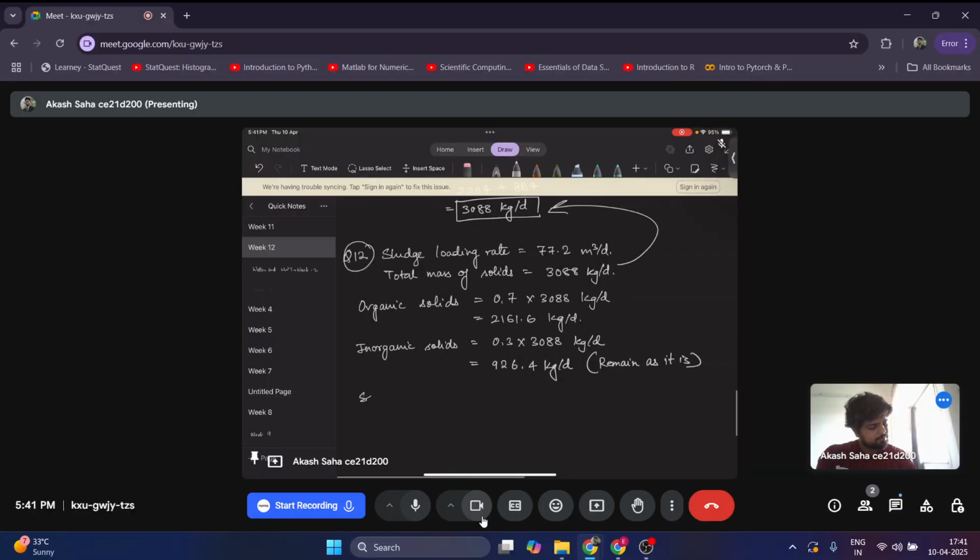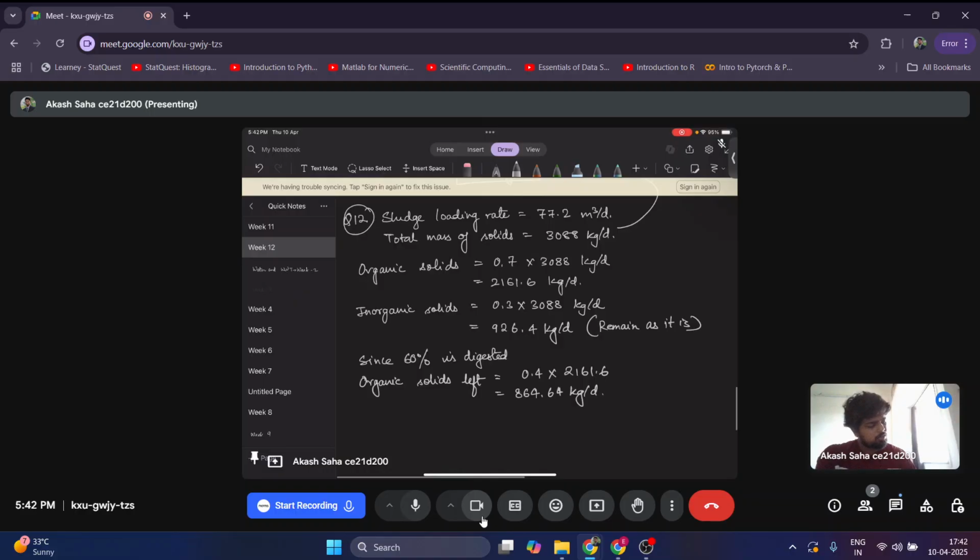Now since 60% is digested, the organic solids left will be equal to 0.4 into 2161.6. So that is 864.64 kg per day. So out of the 2161 kg per day, only 60% is getting digested. So left will be only 40%.